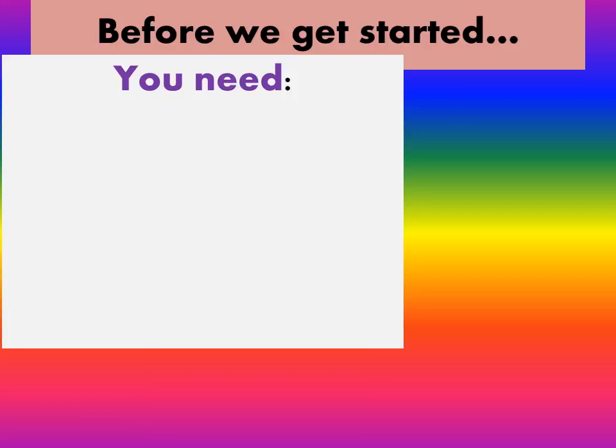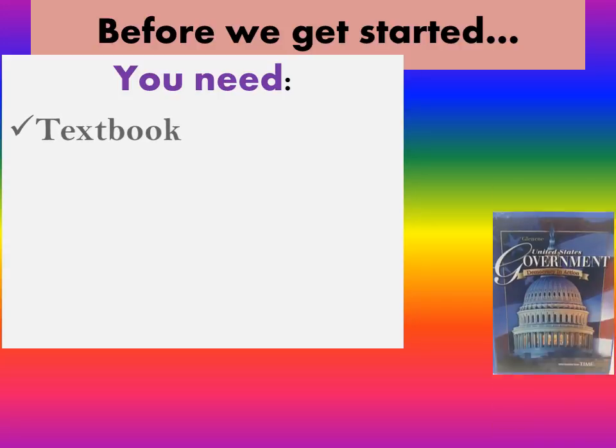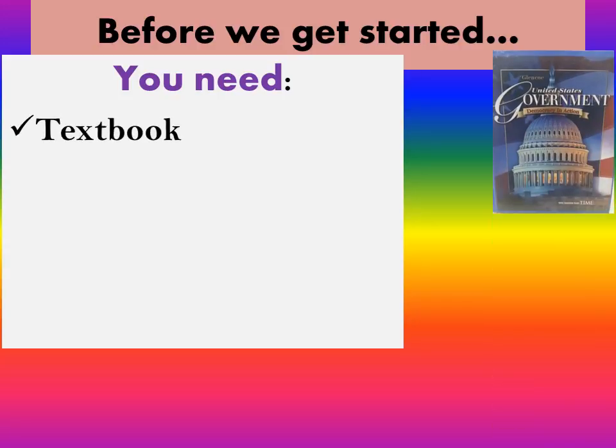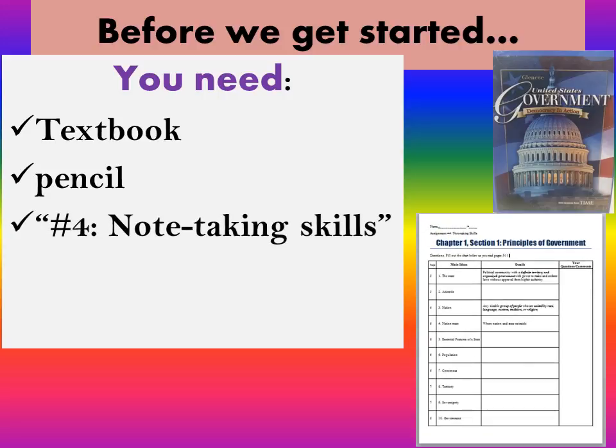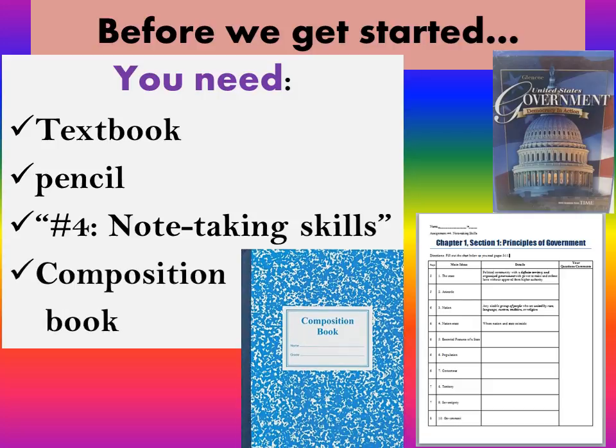So as long as you have this assignment done, then you should be ready to go. Okay, before you do get started today, you need a few things. First, you need your textbook to refer to. You need something to write with. You need that note page that you did before because you've got to answer questions and you're going to find the information from that page. And then you need your composition book. If you are at home working on this, if you just write your answers on a piece of paper, we can glue or staple it into your composition book later, and that'll be okay.